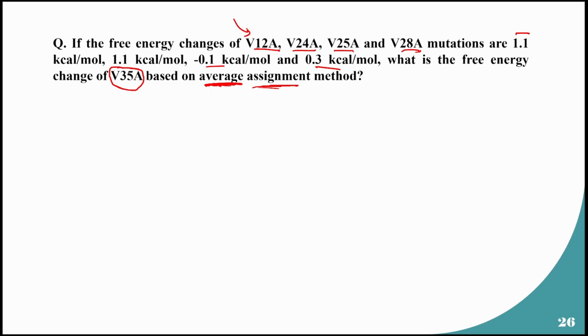So here, what the question is asking is that you have a protein, and on different parts of the protein you have different residues present, right? For example, here we are only considering valines. At position 12 a valine was present, at position 24 a valine was present.